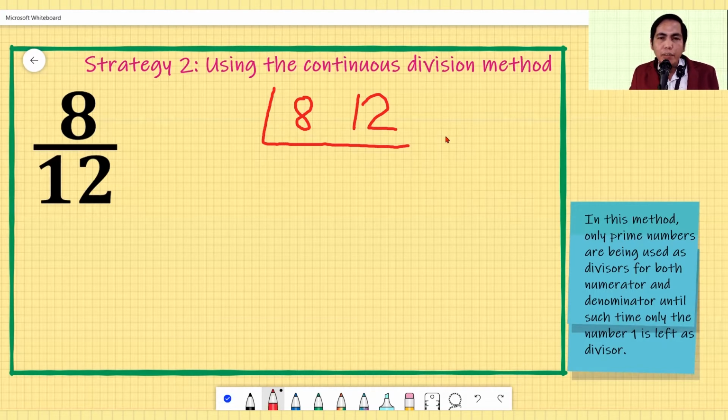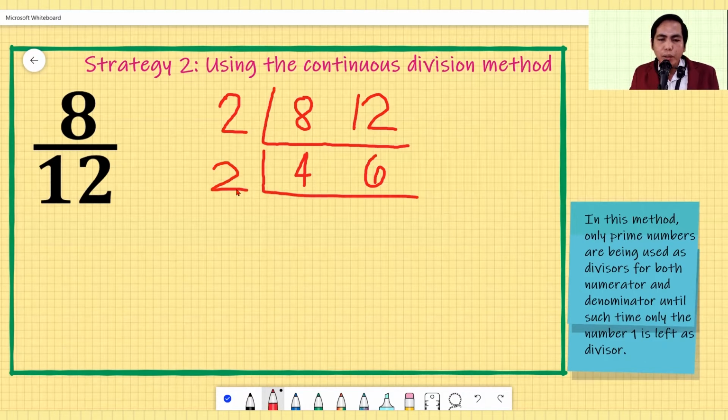Now let us identify a divisor, a prime number that we can divide to our numerator and the denominator. So for 8 and 12, we can use 2, since 2 is a prime number. So 8 divided by 2 is 4, 12 divided by 2 is 6. Now 4 and 6, we can still find a common prime divisor, and that is 2. 4 divided by 2 is 2. 6 divided by 2 is 3.